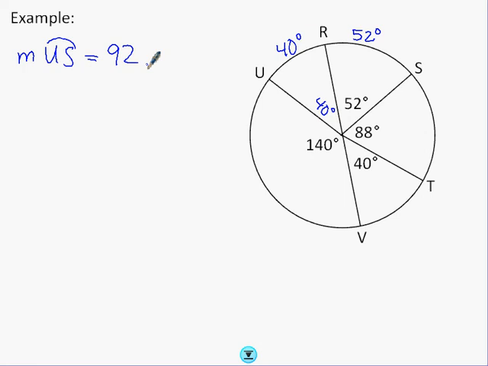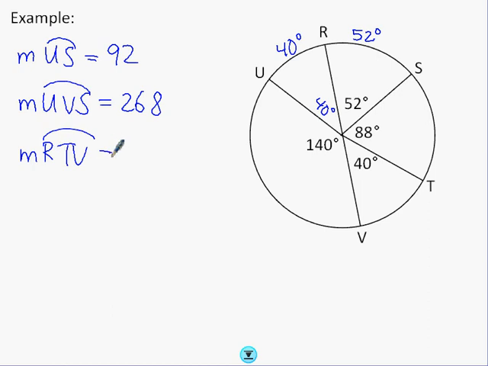Okay, what about the measure of UVS? Isn't that the same arc? Actually, it's not, right? US is a minor arc, UVS is a major arc. You can either add these 3 together, or you can subtract 92 from 360. Either way. What about the measure of RTV? Well, let's see. We remember from last time that RV was a diameter. That's going to be 180 degrees. Okay.